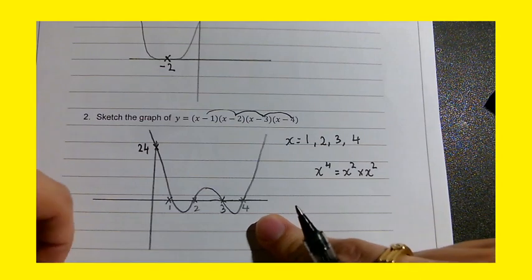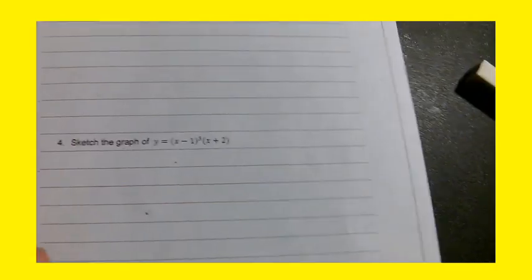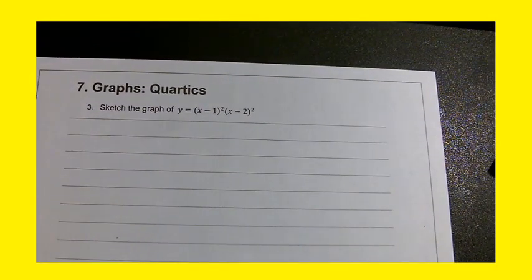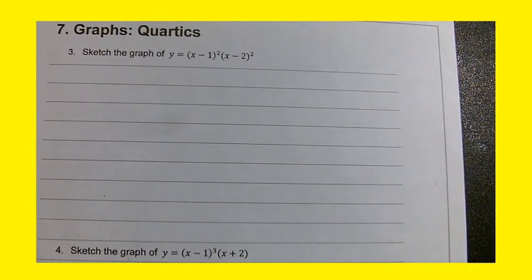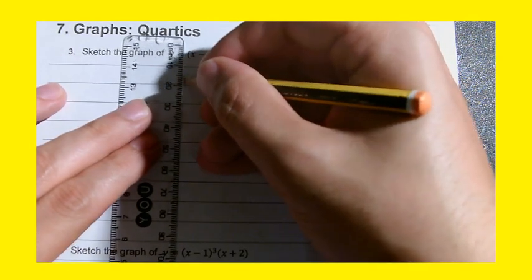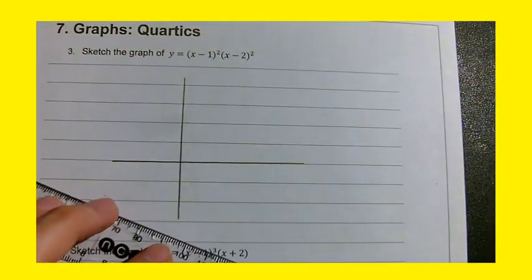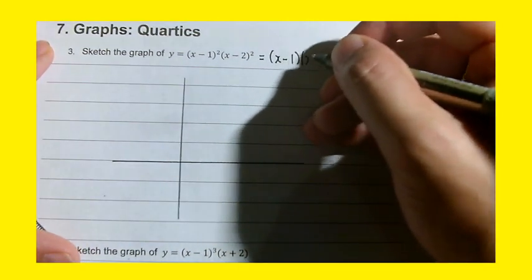Okay, right. Those are the first two. I'm just going to go to the next one here. This is quite an interesting one because we've got repeated roots, as you can see, x minus 1 times (x minus 2) squared. So again I'm going to draw my graph, and I'm just going to write out the equations as I see them.